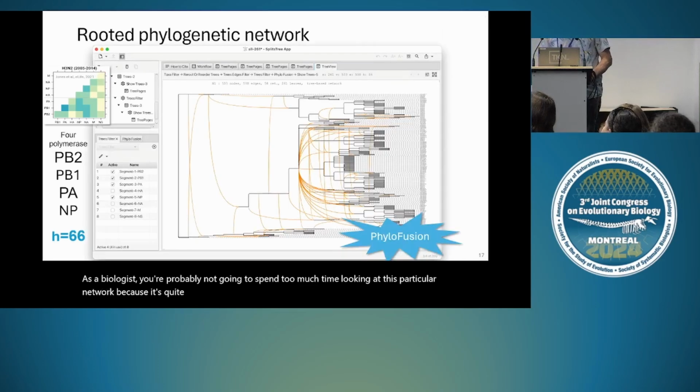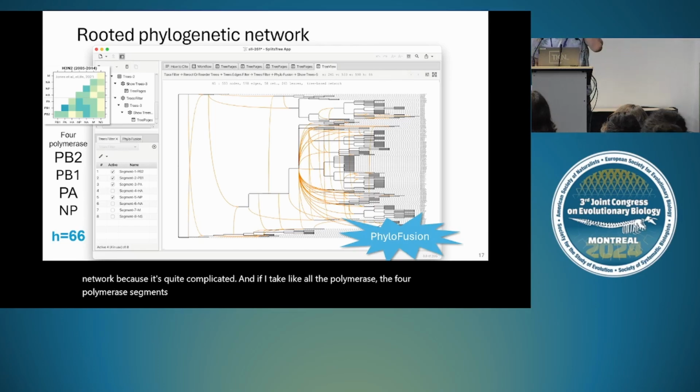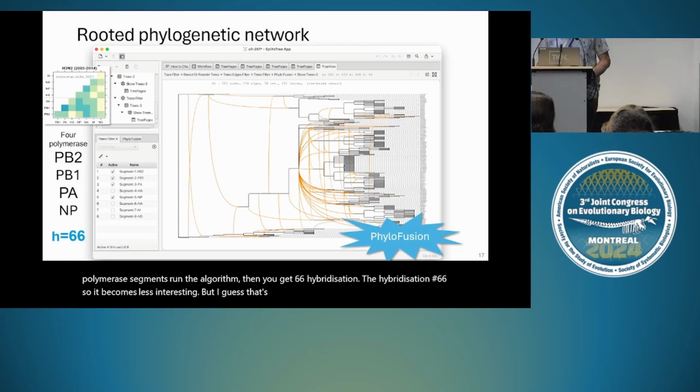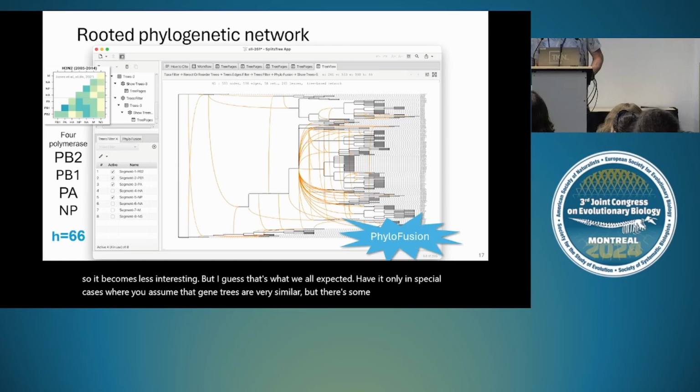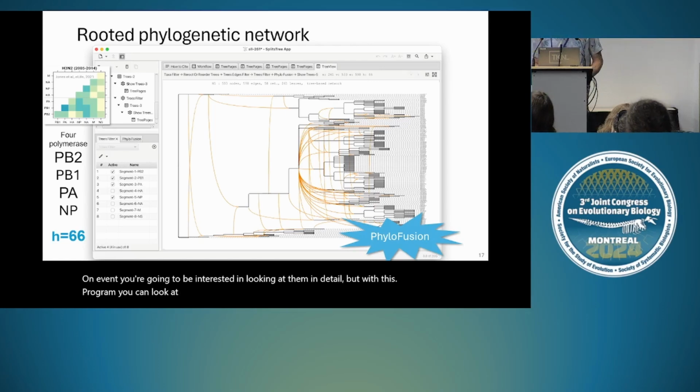And if I take all the polymerase, the 4 polymerase segments, and run the algorithm, then you get a hybridization number of 66, so it becomes less interesting. But I guess that's what we all expected: only in special cases where you assume that gene trees are very similar, but there's some difference, only then are you going to be interested in looking at them in detail. But with this program, you can look at them, even stuff that is not worth looking at, but you can look at them together.